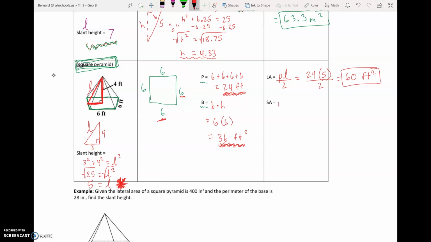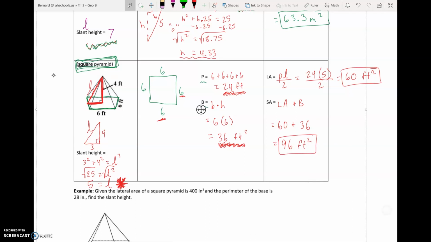And then remember, surface area is our lateral area plus 1 big B. And so our lateral area is 60. We found big B to be 36. So 60 plus 36 is 96 feet squared for our surface area. And there it is. All right.